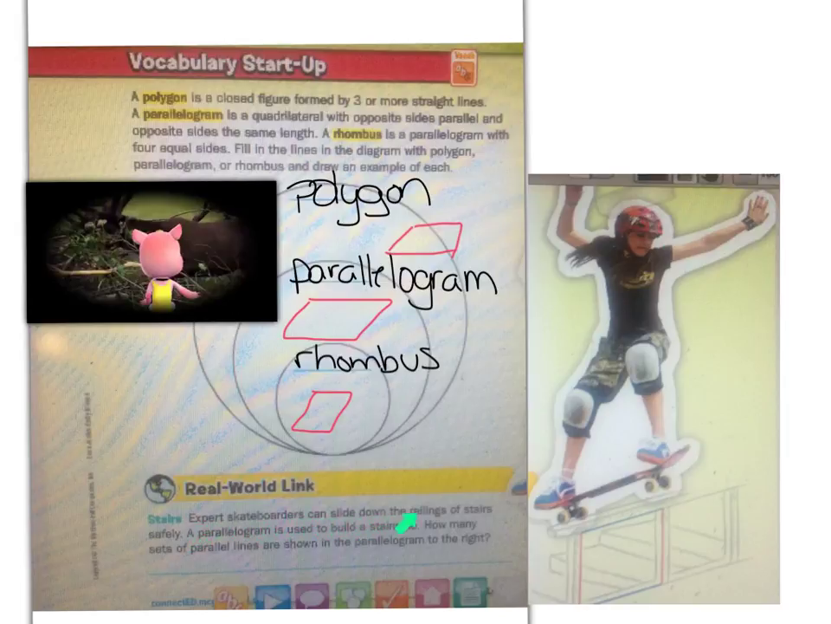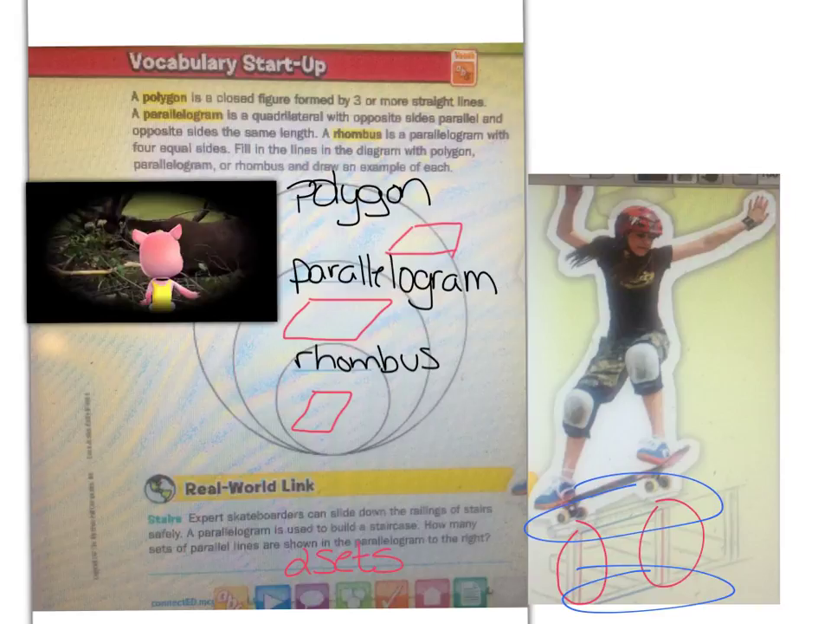Okay, let's look at this real world link. Expert skateboarders can slide down the railings of stairs safely. A parallelogram is used to build a staircase. How many sets of parallel lines are shown in this parallelogram to the right? So if you were to look at the lines, how many of them are parallel? Parallel means that they run opposite each other and they'll never intersect. Okay, so take a look at that and what do you think? Hopefully you said that there are two sets of parallel lines. There's one set right here and then another set right here. Okay, go ahead and go to your next page, please.